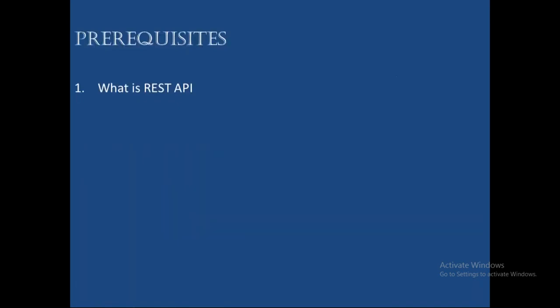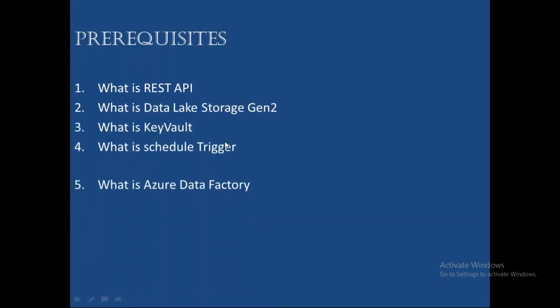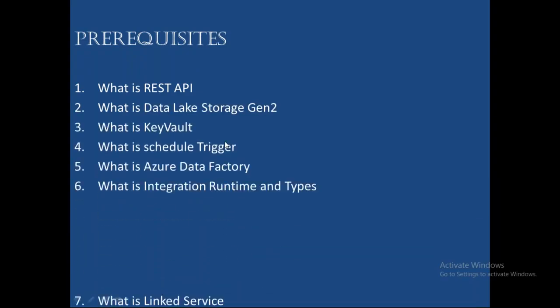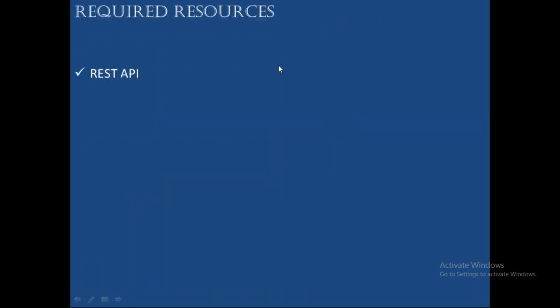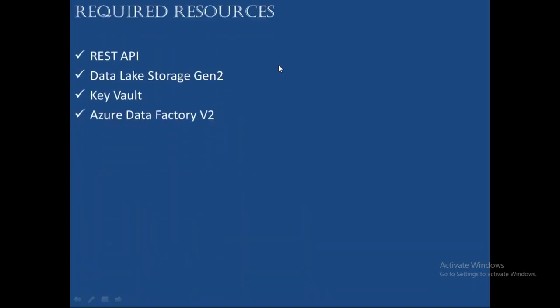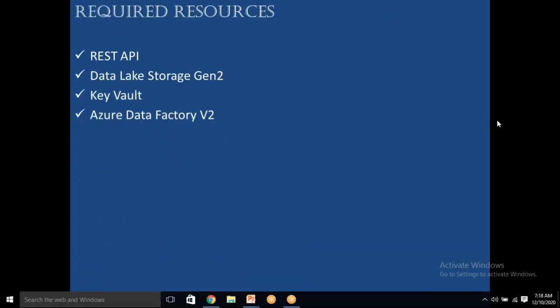Okay, required resources. What is the REST API? Then what is Data Lake Storage Gen 2? What is Key Vault? What is a schedule trigger? What is the Azure Data Factory integration runtime types, linked service, data set, activities, pipeline? Each and everything we discussed in detail. Okay, fine. Let's go to required resources. You see, we need REST API, Data Lake Storage Gen 2, Key Vault, and Azure Data Factory v2. So these are the things we need.